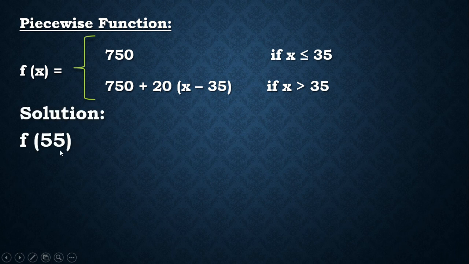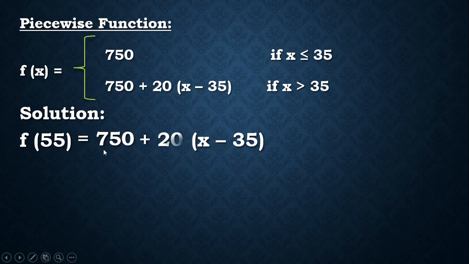f of 55, or the cost of 55 cubic meter, is equal to 750 pesos plus 20 pesos, this is the cost or the additional payment for every cubic meter that they will be exceeding. That will be multiplied by x, this will be changed by 55 later, minus 35, this is the basic payment or the basic consumption of Chan family in their water bill.